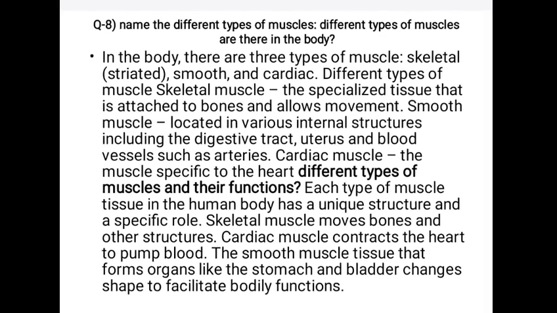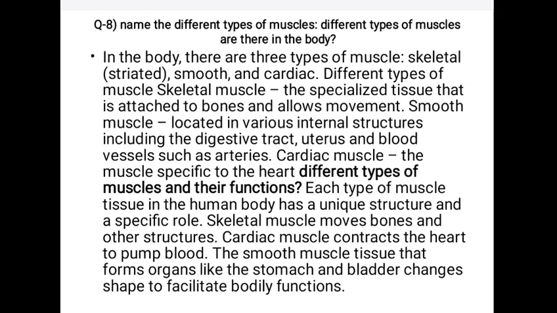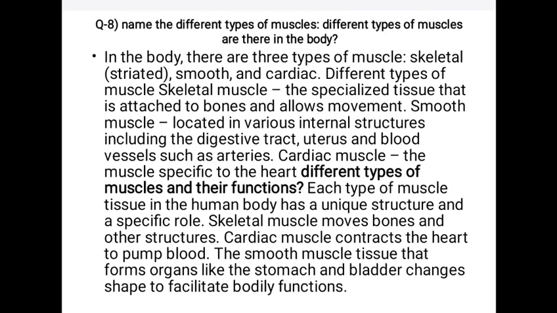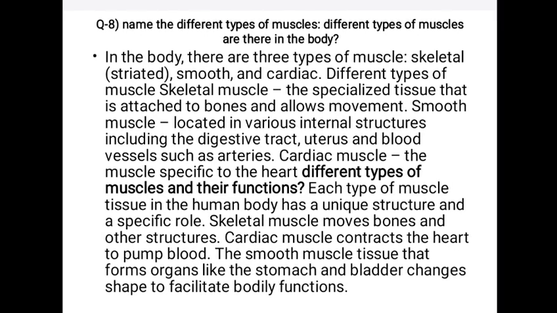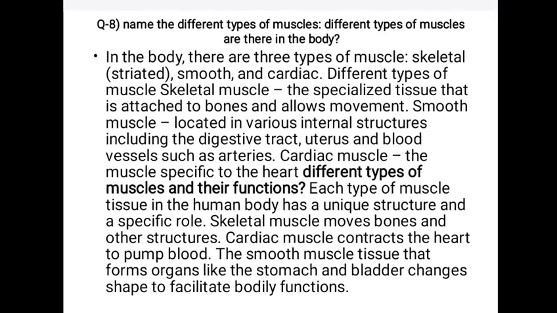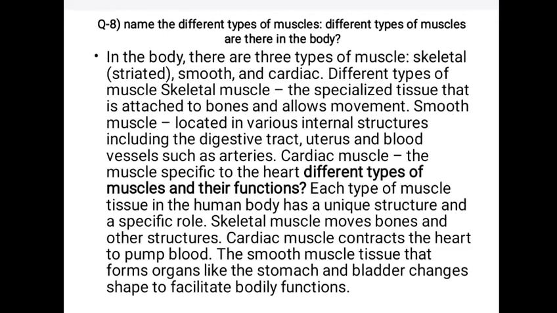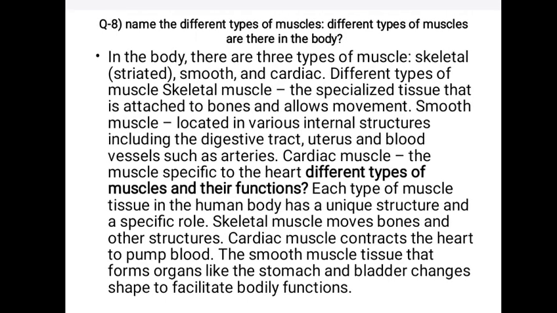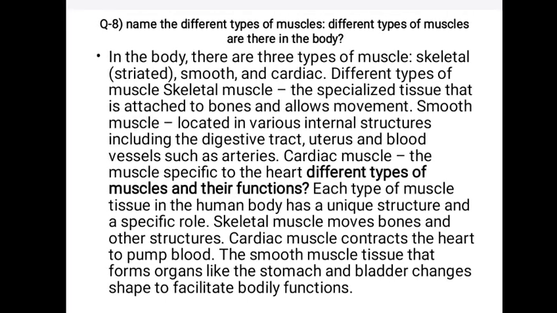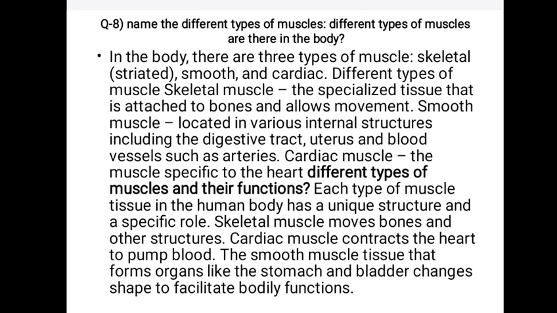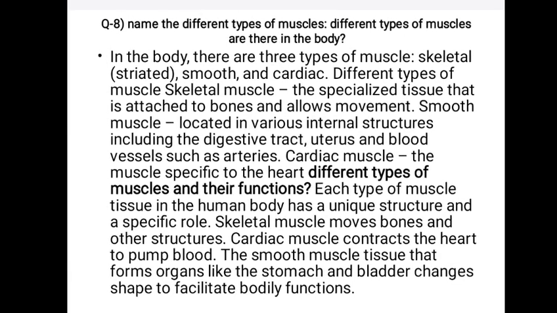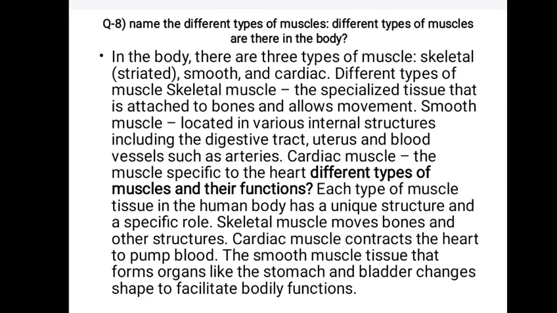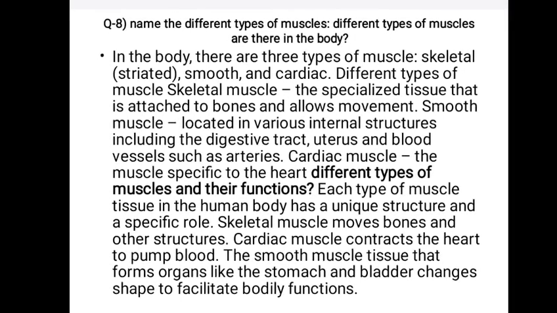Each type of muscle tissue in the human body has a unique structure and specific role. Skeletal muscles move bones and other structures. Cardiac muscles contract the heart to pump blood. The smooth muscle tissue that forms organs like the stomach and bladder changes shape to facilitate bodily function.